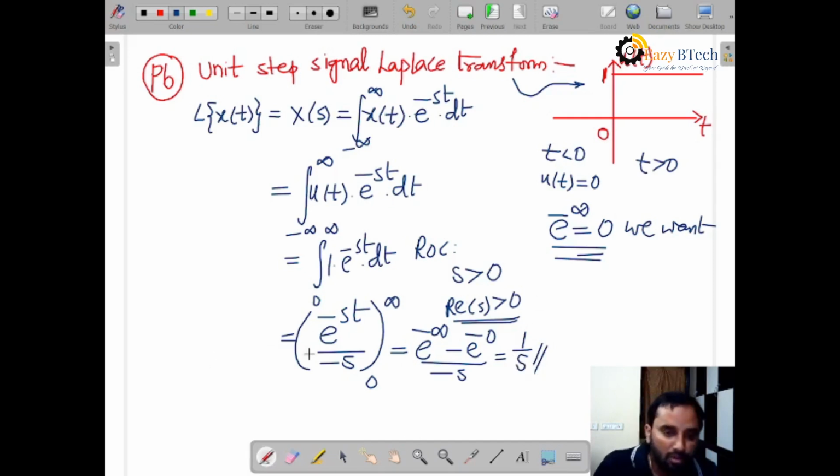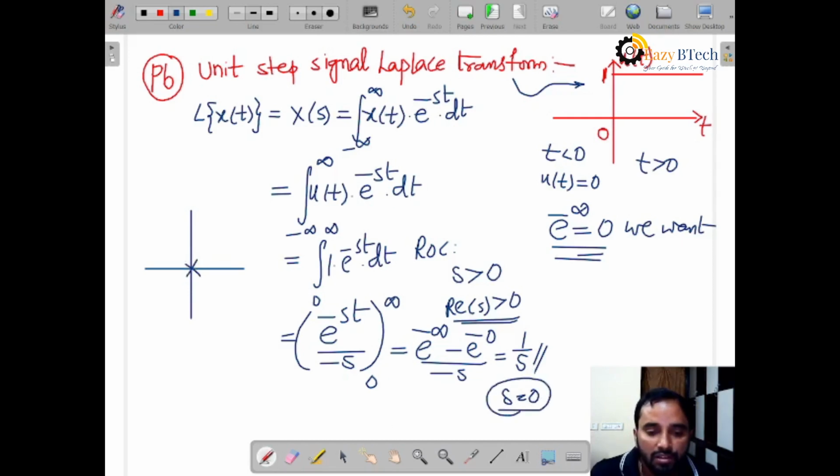Okay, now I want to plot the ROC. How to plot? We go for the s plane, with real axis and imaginary axis, and we have a pole at s equal to 0, right or not? In the denominator only s is there, so s is equal to 0 is the pole. I am indicating the pole by a cross mark at s equal to 0. So this is the real axis and this is the imaginary axis, and we call it the s plane.